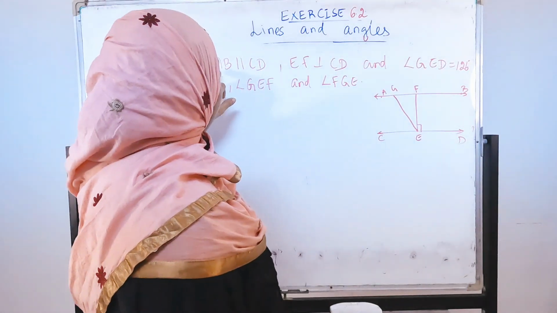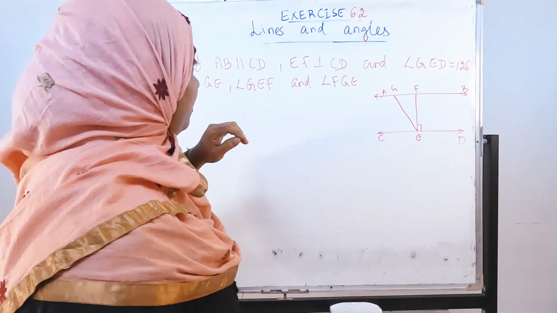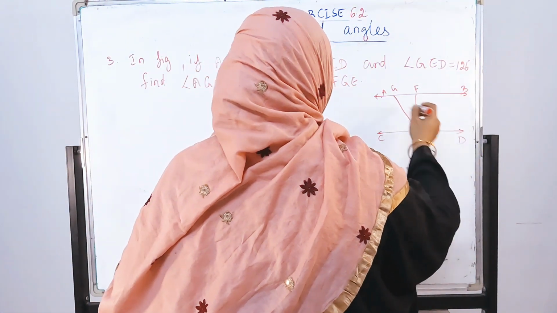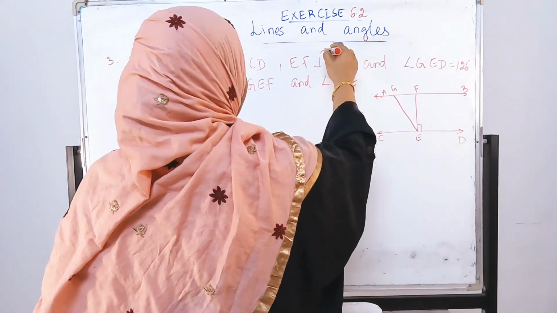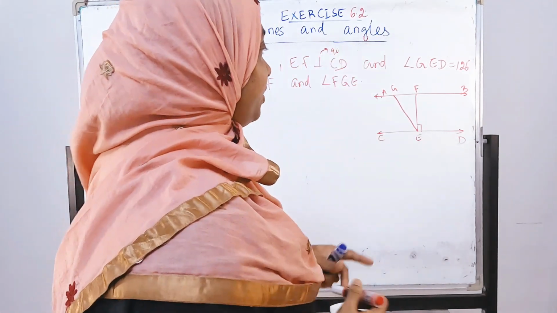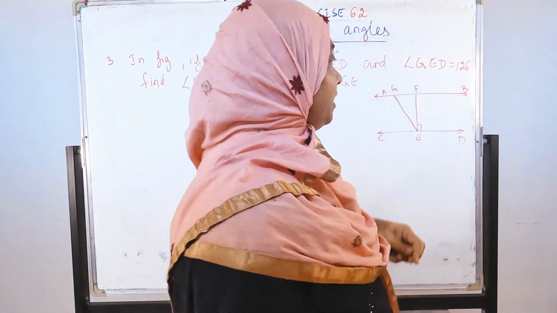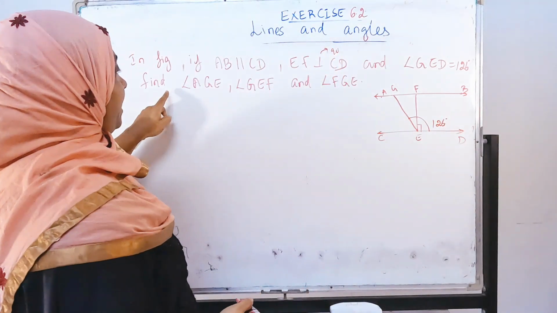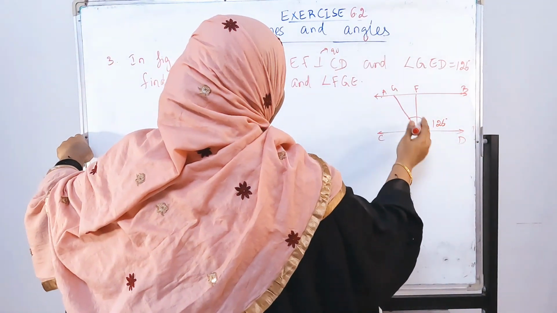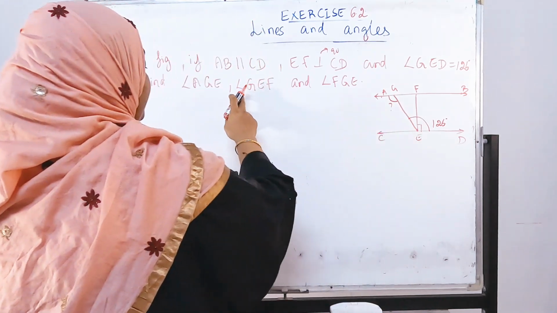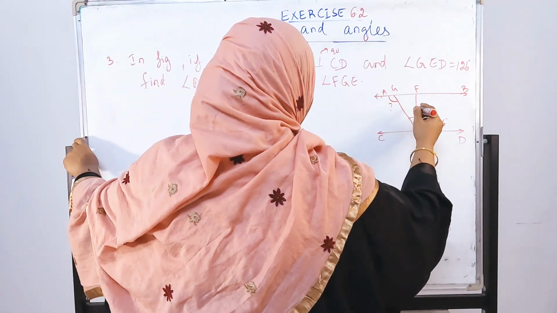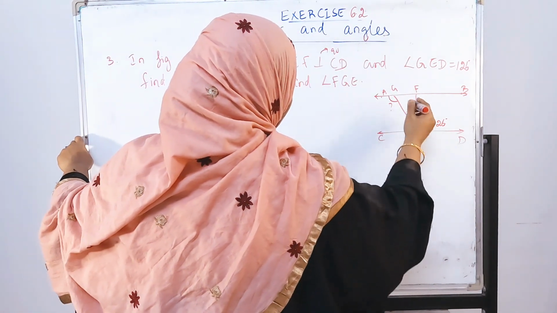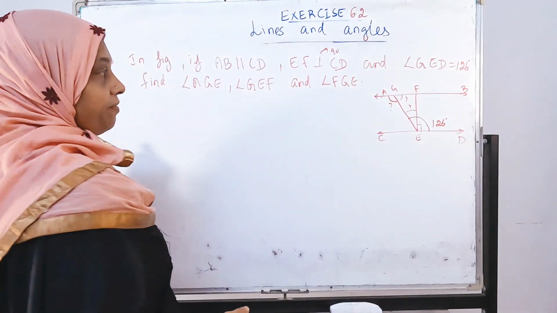In the next sum, AB is parallel to CD they given, okay, and EF is perpendicular to CD. EF is perpendicular to CD, that means this is 90 degree it is forming. And angle GED is 126 degree. This complete angle is 126 degree. And find AGE, they are asking. And GEF, this we have to find. Then FGE, this also we have to find. Three parts they have given to us.